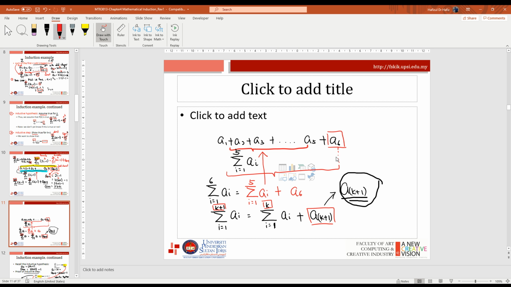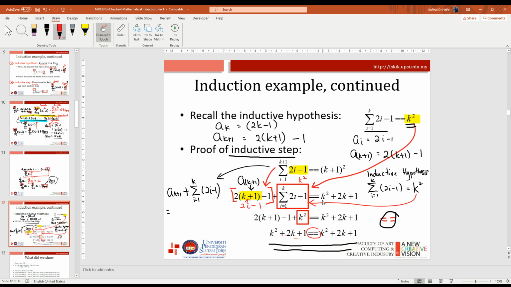This one is a1, a2, a3, we list out again. This iteration, the total sum of 6 ai is equivalent to the sum of 5 ai plus a6. This one, the sum of k plus 1 ai is equivalent to the total sum of k ai plus a(k+1). And then we recall the hypothesis. We have a(k) equivalent to n. We replace the n, and then for a(k+1) we replace with n minus 1.